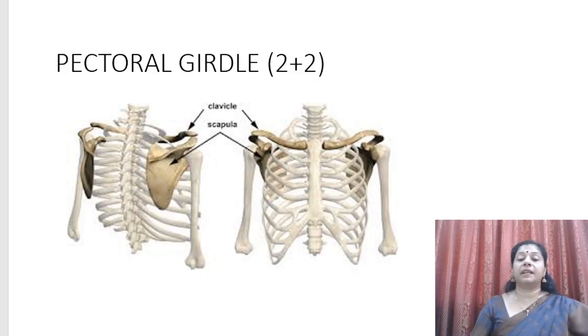So here in front, that is in the ventral side, you can see the collar bone. So ventrally we have the collar bones on both sides. So 2 collar bones are there. They are otherwise called the clavicle. And behind we have a huge triangular bone, and that is called a scapula. We have 2 scapula on both the sides.